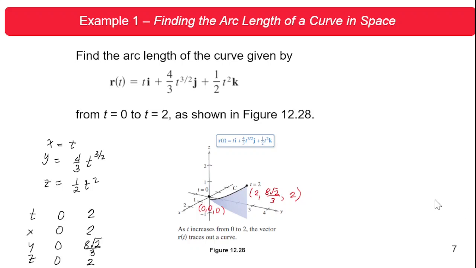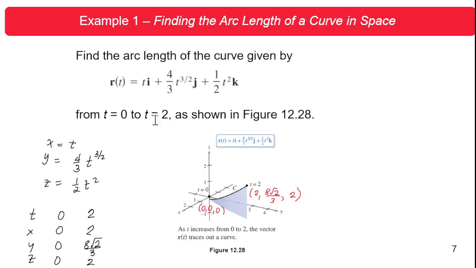Okay, so as an example, suppose we are asked to find the length of this curve from t equals 0 to t equals 2. The first thing that you have to do is define the parametric equations of the components of this vector valued function. The x component of r of t is x equals t. For the y component, y equals 4 over 3 t raised to 3 over 2. And for the z component, z is equal to 1/2 t squared.